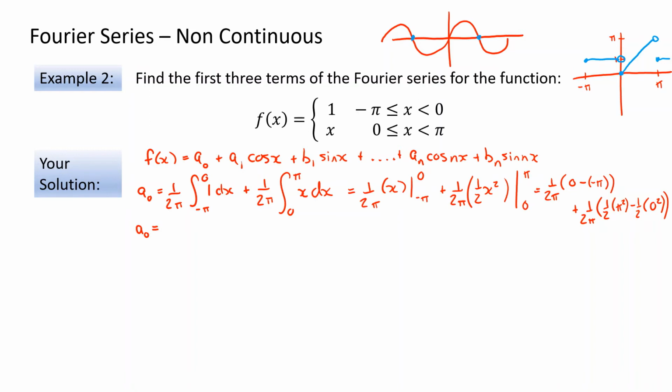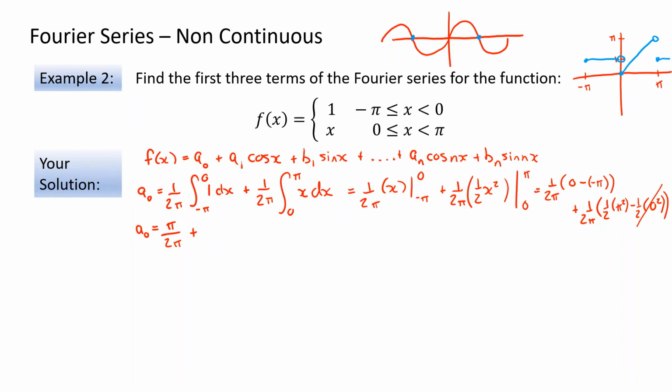For the first term, we get 0 minus negative pi, which is pi. So we get pi divided by 2 pi. And for the second term, we get 1/2 pi squared. Okay? The second term is just 0.